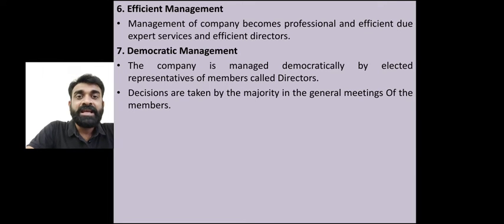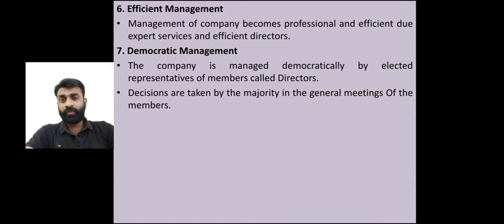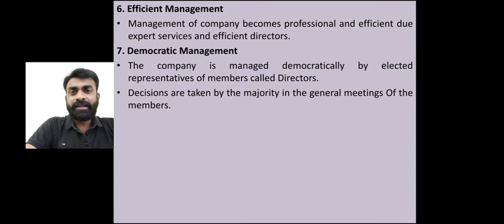Okay, then democratic management. See, the equity shareholders, that is the owners, can democratically choose their representatives, who are called directors. And these directors are elected in the general meeting, right? This democratic management is also going to be helpful in taking the various decisions.